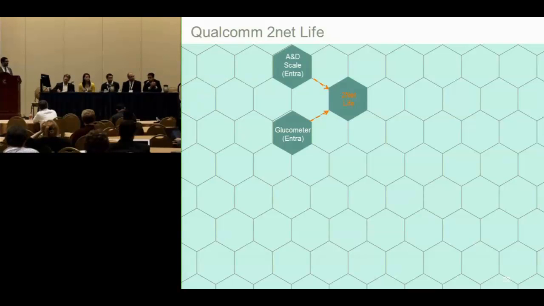So for us, it was really important to keep it as seamless as possible, because ultimately you're already asking a lot from the end user to take their readings on a regular basis. We wanted to make sure that the connectivity was simple and seamless to the end user.